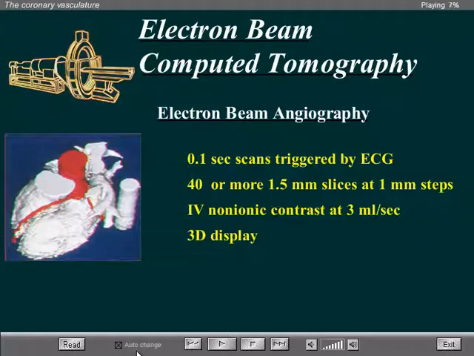0.1 second scans are triggered by the electrocardiogram. There are 40 1.5 millimeter slices at 1 millimeter steps following the intravenous injection of contrast material, usually a non-ionic agent, injected at a rate of about 3 milliliters per second. The 3D display uses experimental MIP and hybrid surface techniques and can be obtained quite quickly following the completion of the study.